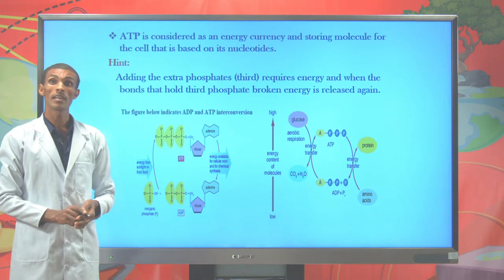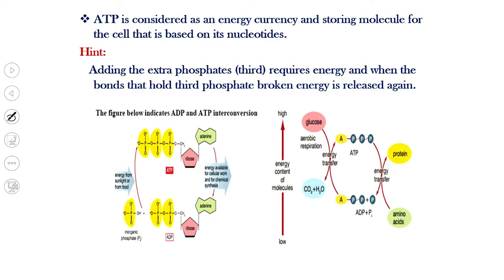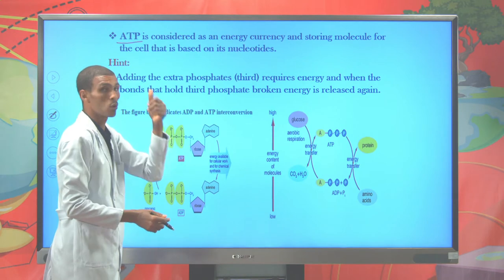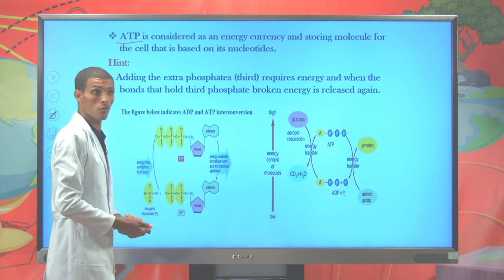ATP is considered the energy currency for the cell, a storage of energy. Energy that is obtained from organic molecules is stored in the form of ATP, which the cell can use for later metabolic processes. Hint: ATP can be produced by the process of phosphorylation. Here, adding the extra phosphate, which we call the third phosphate, requires energy, where the energy can come either from food or light. If it comes from food, it is by the process of respiration; if from light, by the process of photosynthesis.